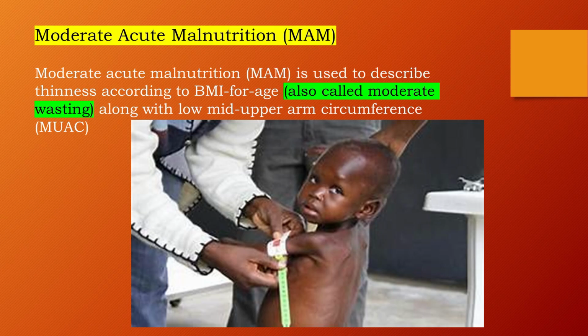In the mid part of the arm, you measure the circumference and see the figure you get for that particular circumference. The mid arm circumference value is very important along with the BMI for age. By using both these indices, you can categorize whether the child or adolescent is suffering from MAM or not.